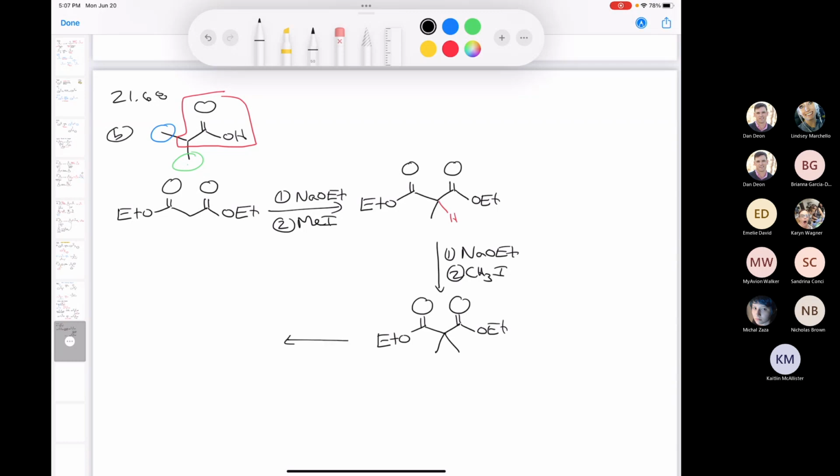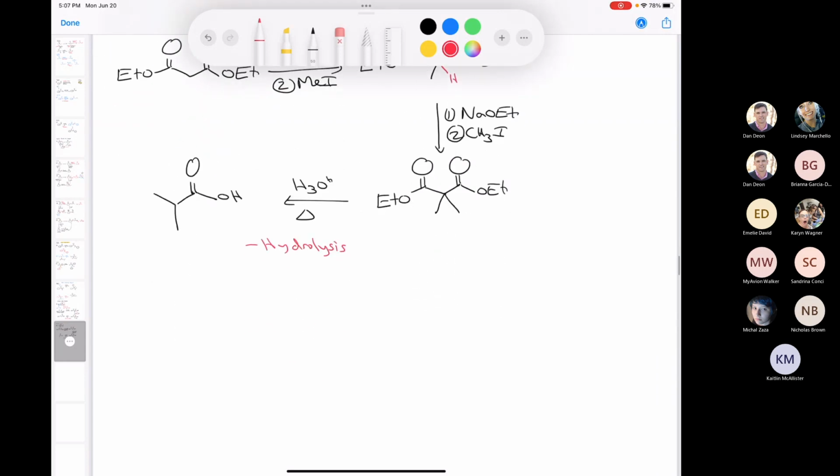And now all I have to do is treat that with aqueous acid and heat that up, and the decarboxylation occurs. I end up getting exactly what I want. I end up with the carboxylic acid, just like that. So again, remember that the heat and the acid cause a hydrolysis, right? So what you make from the hydrolysis is this compound.